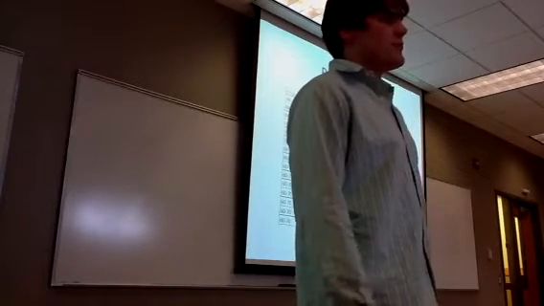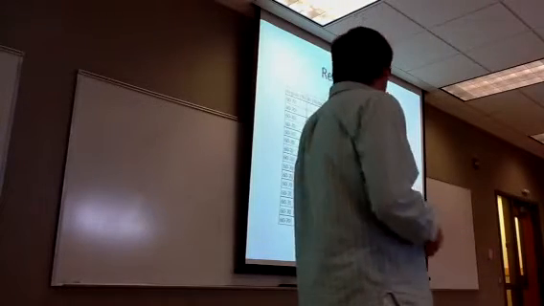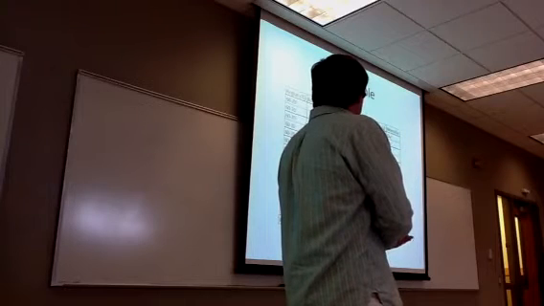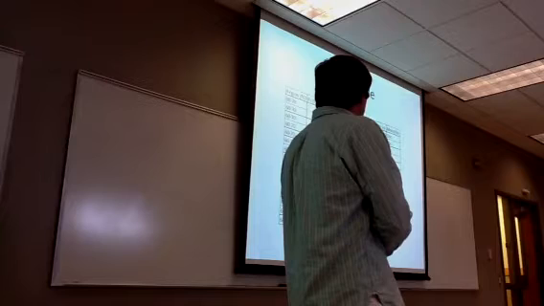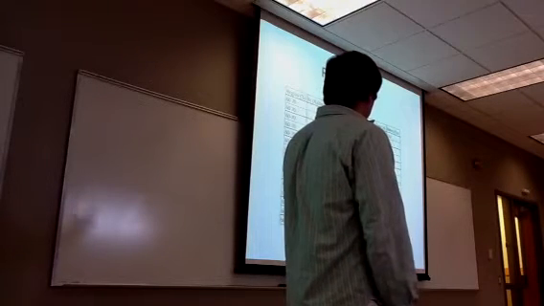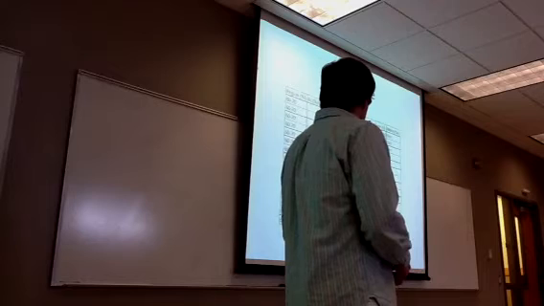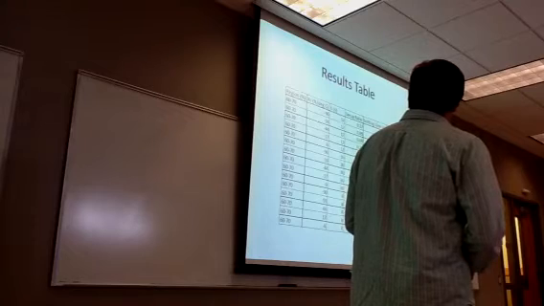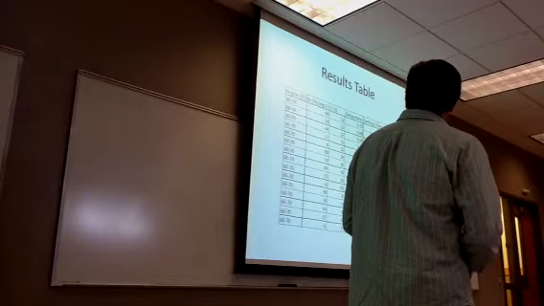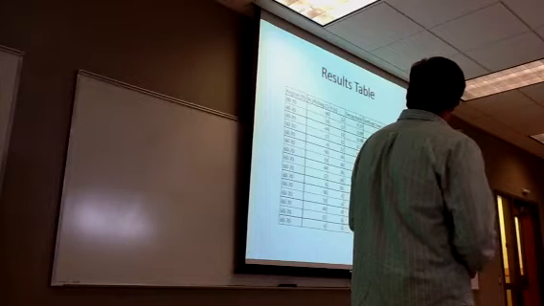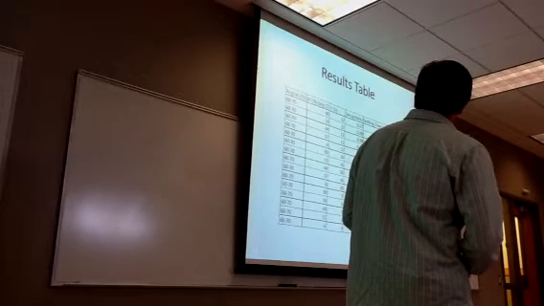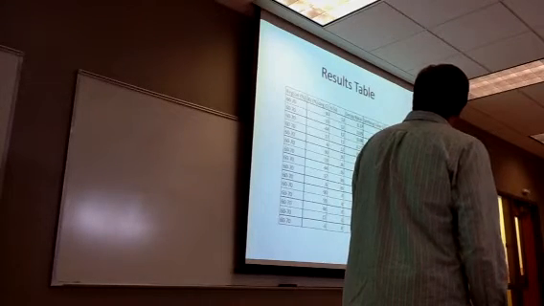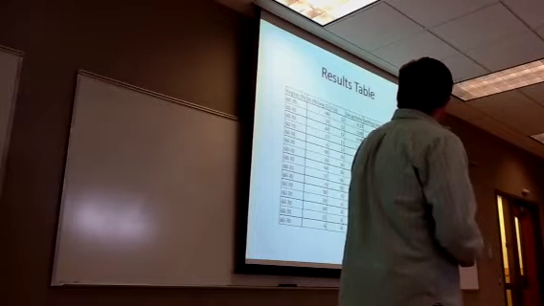Here's the results table for the PI control test. As you can see, the decay ratios, they all decrease, except for some circumstances. They all decrease as the KC is decreased. And as the tau is decreased, the decay ratios are also increased.